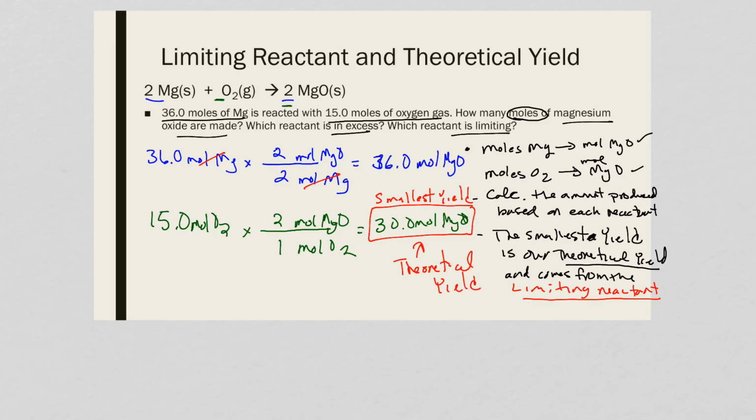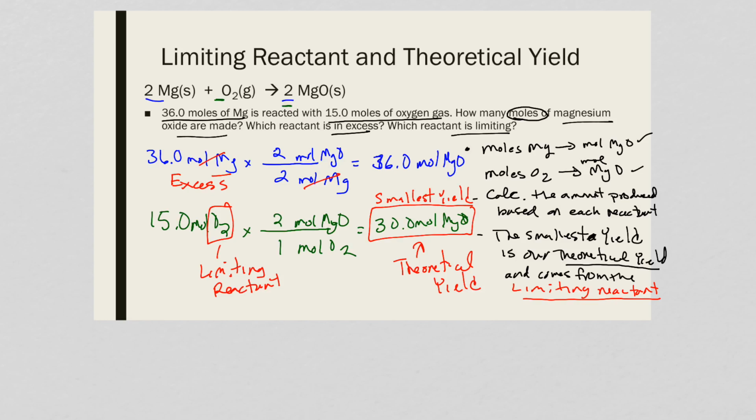And that means the O2, right, is my limiting reactant. And of course the magnesium, right, would be in excess. Okay, so here's the basic, that gives us the basic idea.